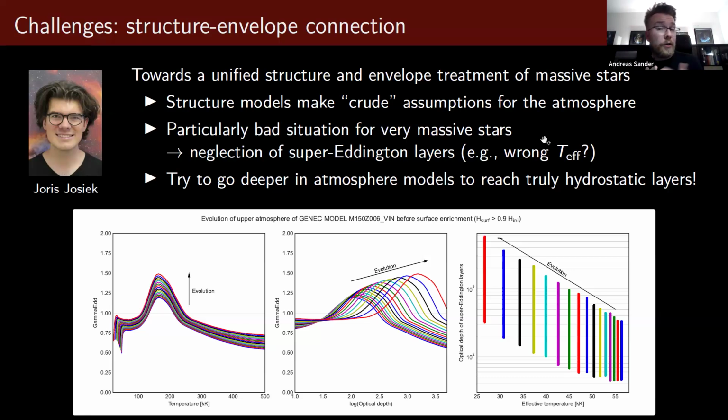And this is in particular interesting for so-called very massive stars, which are stars that have an initial mass of more than 100 solar masses, because there you can have a super Eddington layer that might not launch immediately your wind, but is also still doing something that's not accounted for in the typical stellar structure models. So here we're trying to go deeper in the atmosphere models until we truly reach a hydrostatic regime, and then try to see how we can systematically identify what to do there.